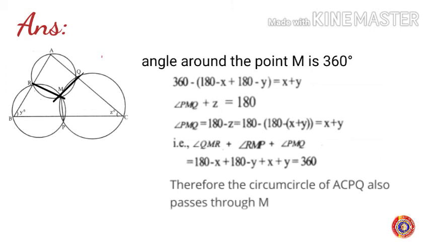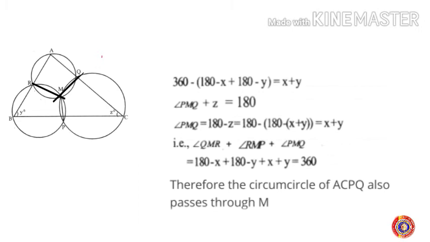So we know that angle PMQ plus angle Z equals 180 degrees. So angle PMQ is equal to 180 minus Z. 180 minus Z is equal to 180 minus (X plus Y). So we can write 180 minus (X plus Y), 180 and 180 cancel. We get X plus Y. So angle PMQ is equal to X plus Y.